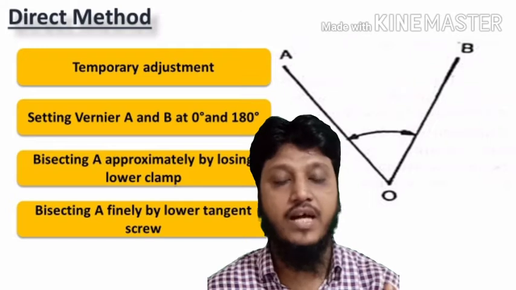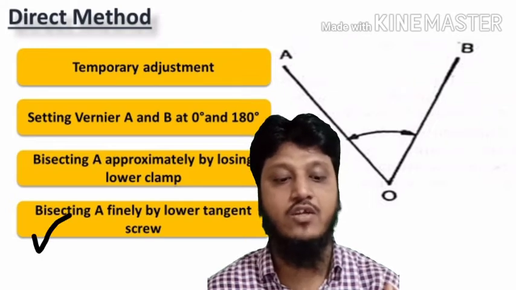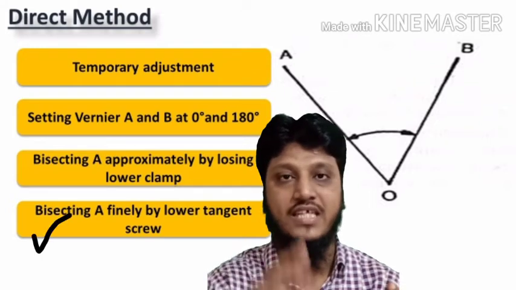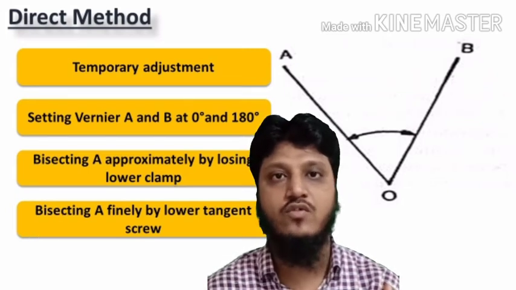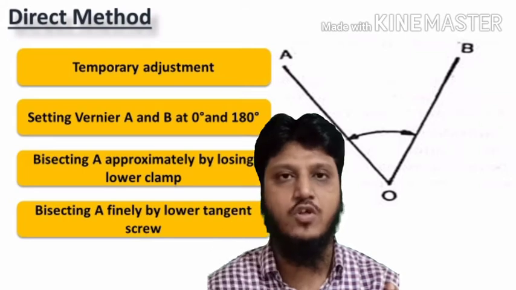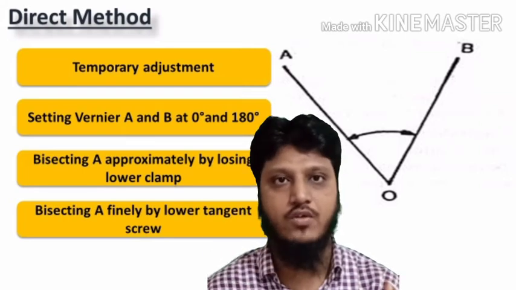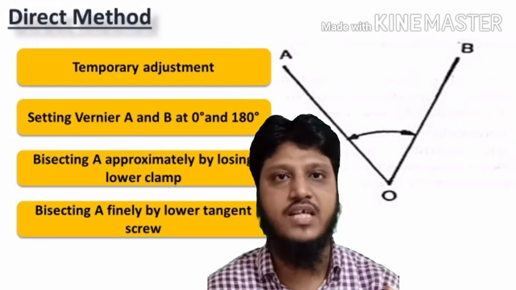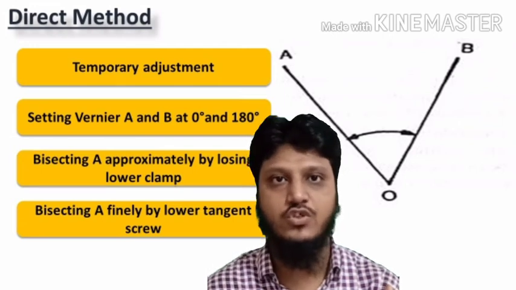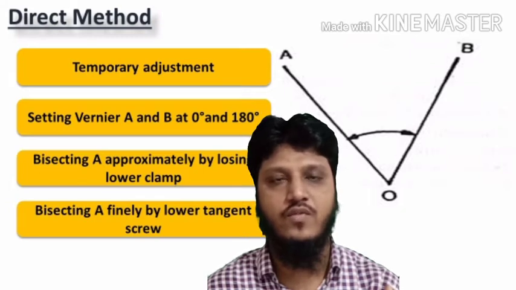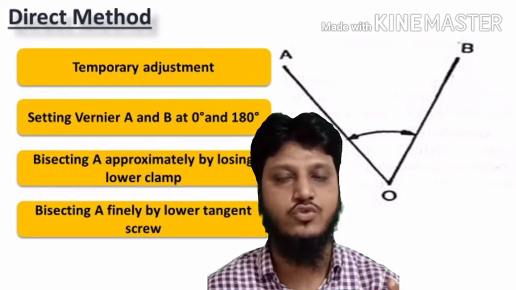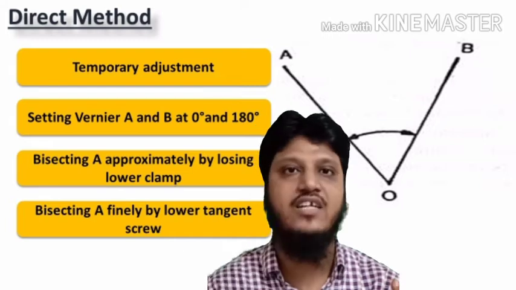Then further, bisecting A finely by the lower tangent screw. As soon as we bisect the ranging rod at A approximately, we have to tighten the lower clamp. Then finally we can bisect it with the help of the tangent screw. So we can bring the vertical hair of the diaphragm of the theodolite exactly to the center of the ranging rod with the help of the lower tangent screw. This way we will bisect it finely.